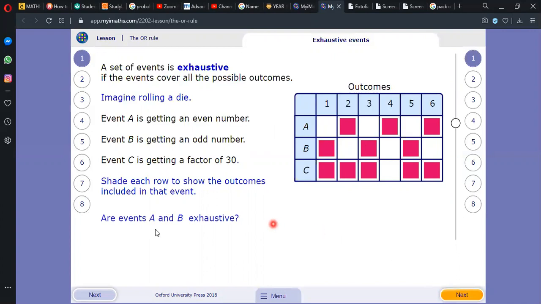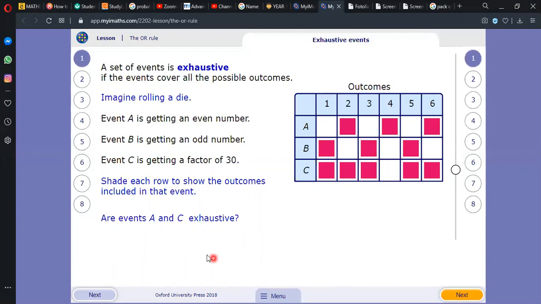Now, are events A and B exhaustive? Remember, exhaustive simply means that the events cover all the possible outcomes. All the possible outcomes here are 1 to 6. So if you take a look at event A and event B and check their outcomes, do they complete all the outcomes that we have here? Taking a look at all of these, I think they do. So let's see. Yes, between them, A and B include every outcome from 1 to 6. So events A and B are exhaustive.